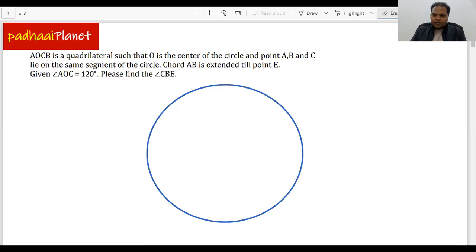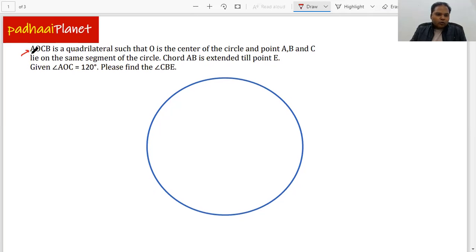Let me just share my screen so that we can start the discussion today on our next question of circles. So here we are. The question says that there is a quadrilateral AOCB such that O is the center of the circle, and points A, B, and C are lying on the same segment of the circle. So this is what we will remember here.